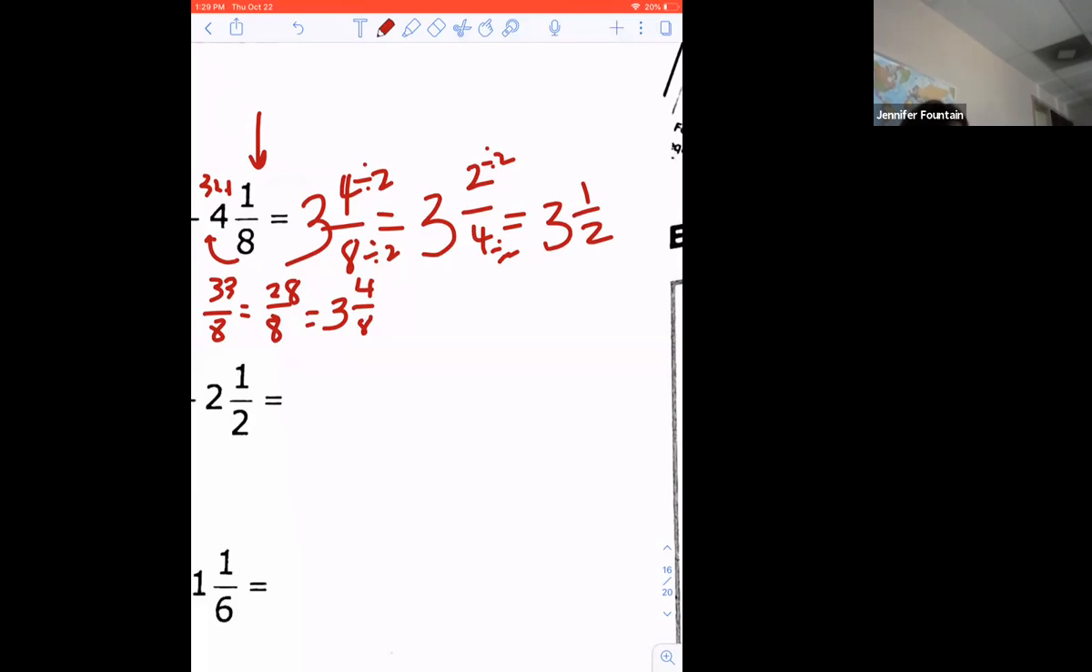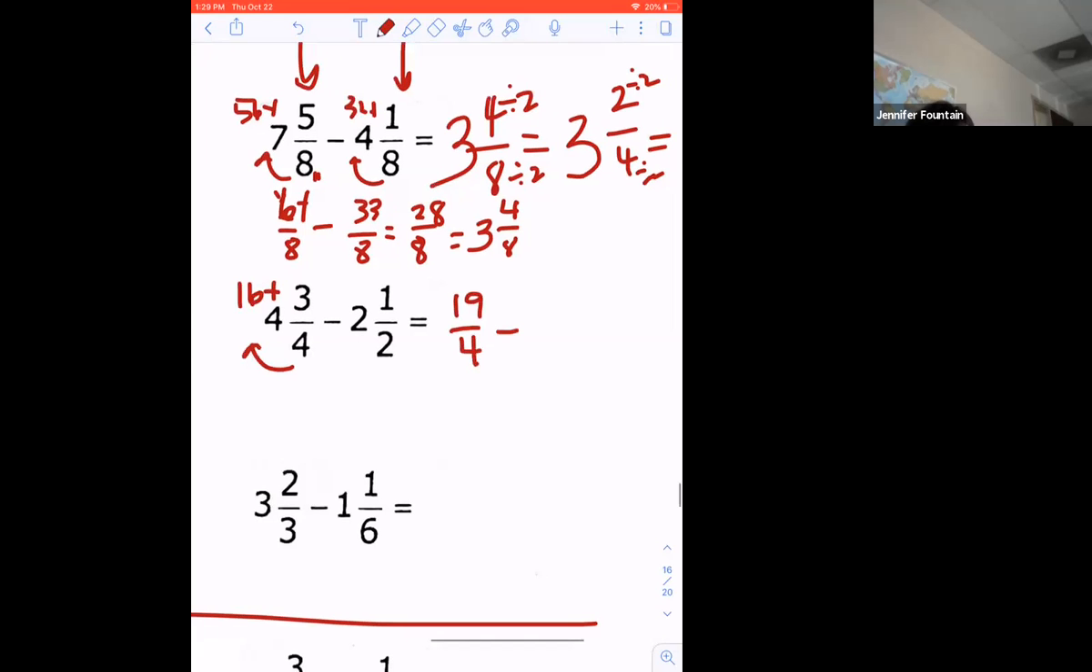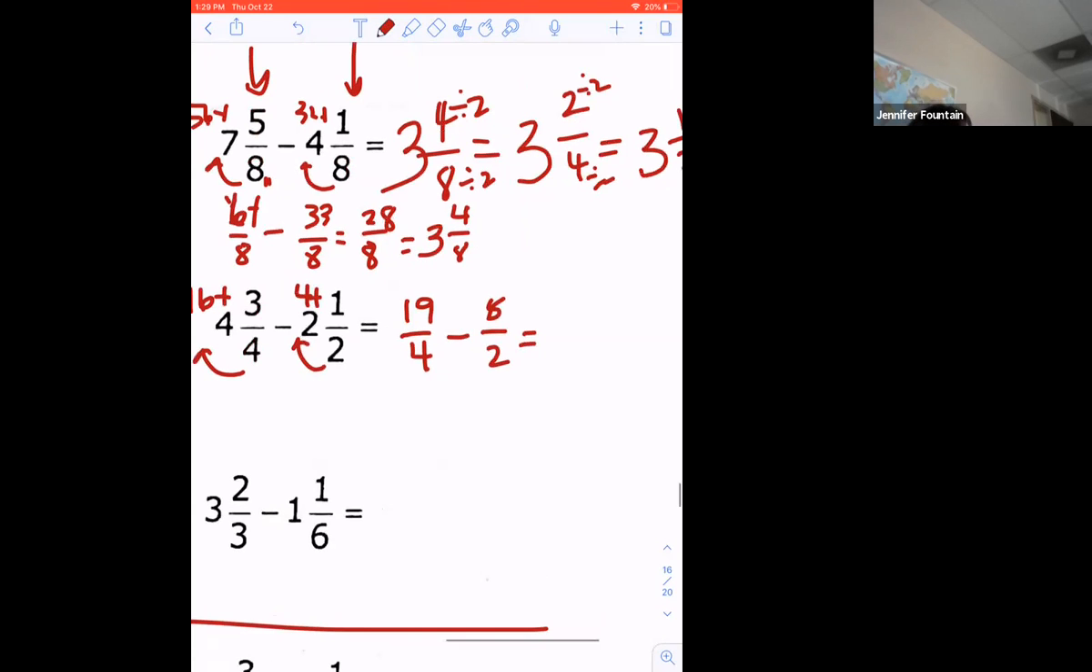Now, proper fractions, and 4 times 4 is 16. 16 plus 3 is 19/4 minus 2 times 2 is 4 plus 1 is 5/2. Now I've got to find my common denominators.